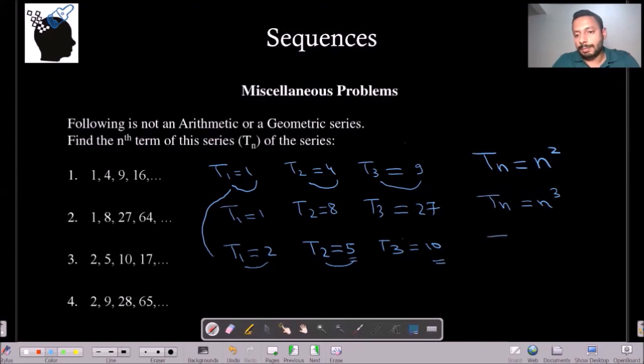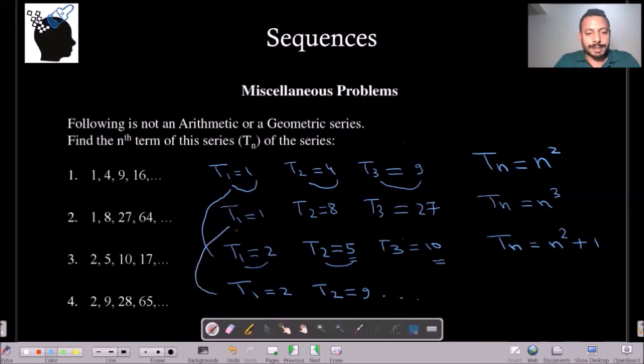So that means my nth term can be written as n square plus 1. Let's try the fourth one. So T1 is equal to 2, T2 is equal to 9. And I don't think I need to go further. You would have guessed it by now. This is nothing but the second series plus 1. So the nth term is nothing but n cube plus 1.